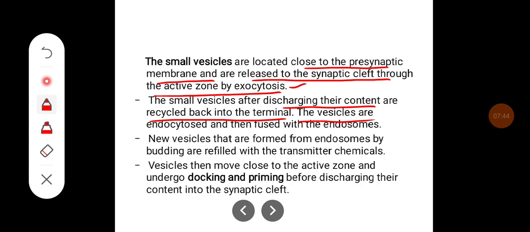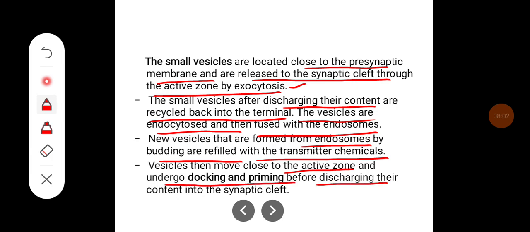The vesicles are endocytosed, then fused with the endosomes. New vesicles that are formed from endosomes by budding are refilled with the transmitter chemicals. Vesicles then move close to the active zone and undergo docking and priming before discharging their content into the synaptic cleft, in the next cycle.